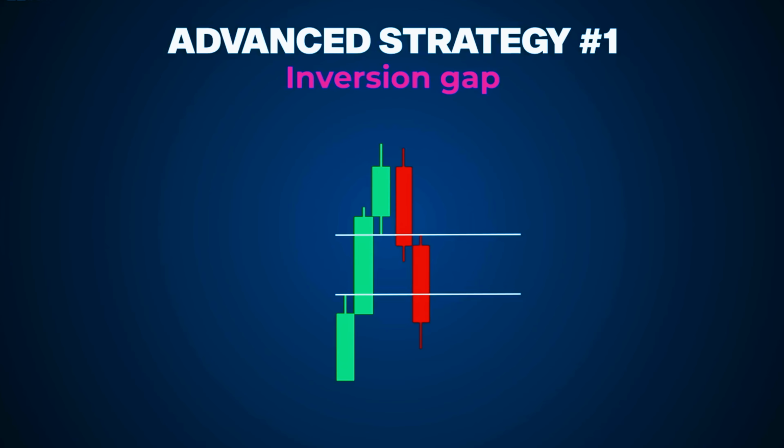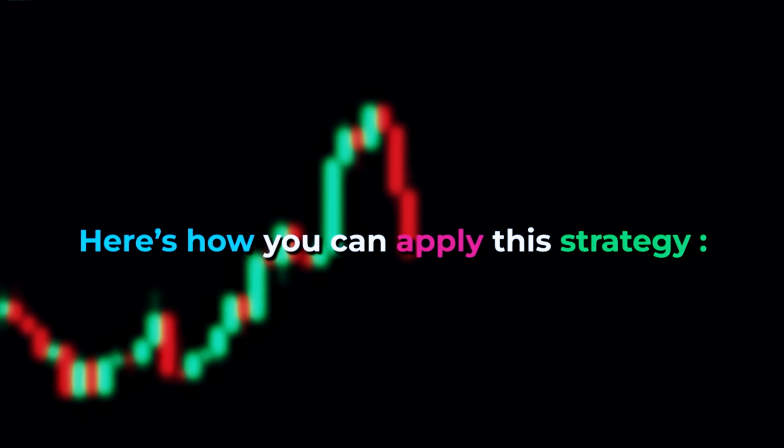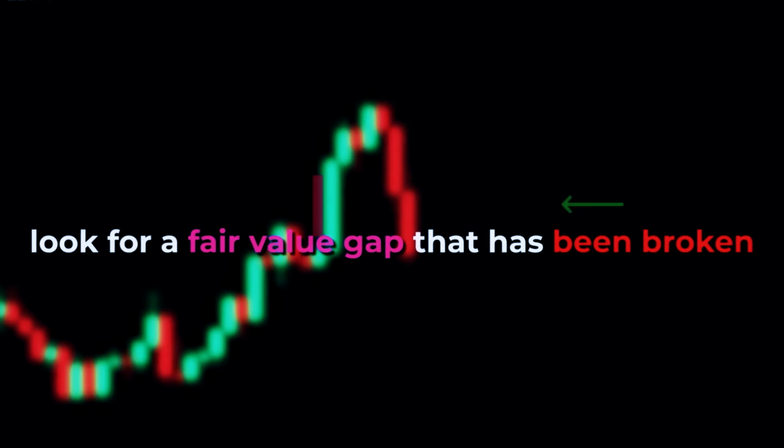In fact, you can utilize it one more time as an inversion gap, as there's a possibility that price could reject the level once more on its next move. Here's how you can apply this strategy. The first step is to look for a fair value gap that has been broken. This means the price has already moved through it. In this case, we see this bullish fair value gap that's been broken.